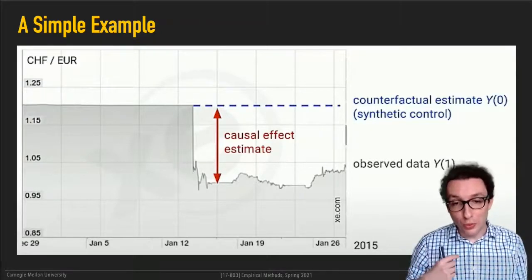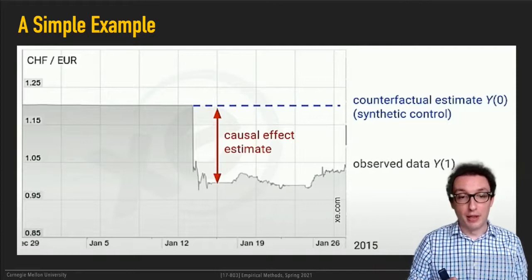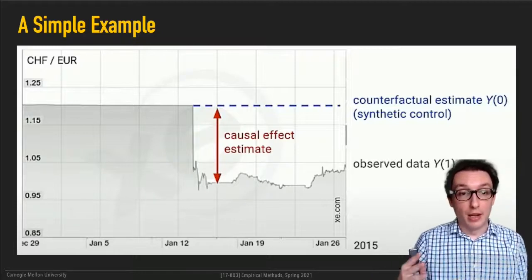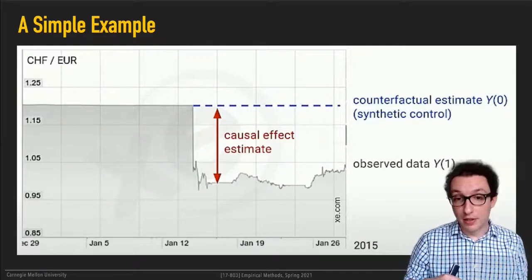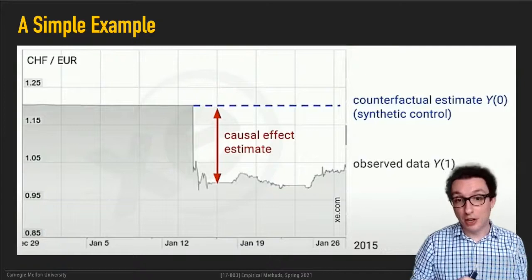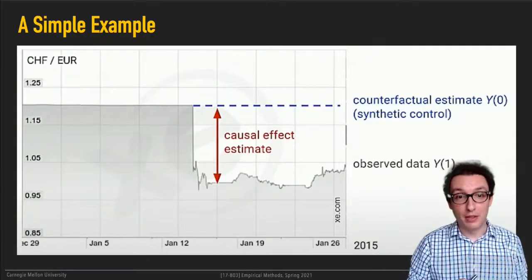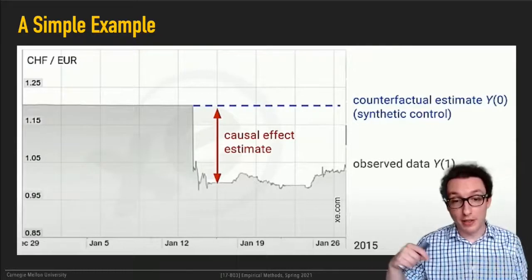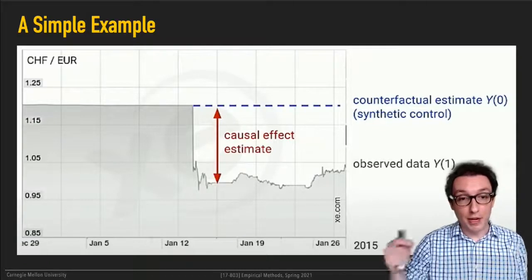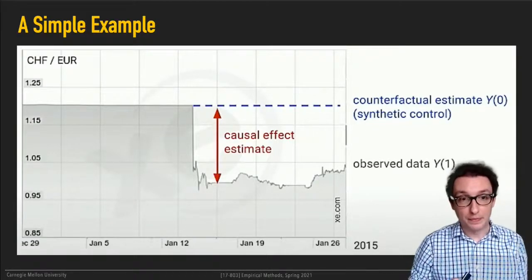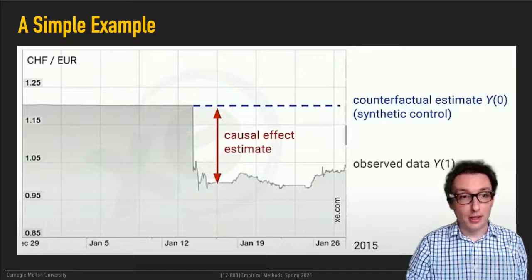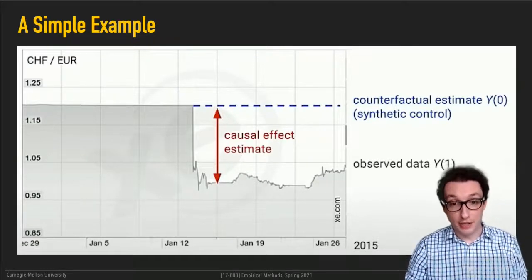So given such a super clean counterfactual estimate, it becomes very easy to estimate the size of the causal effect of introducing this new policy, because we have such a great estimate of the counterfactual. The causal effect is the difference between the two: whatever the exchange rate ended up being minus the counterfactual, or the other way around. So this is all nice, but things in nature and reality are never this nice.